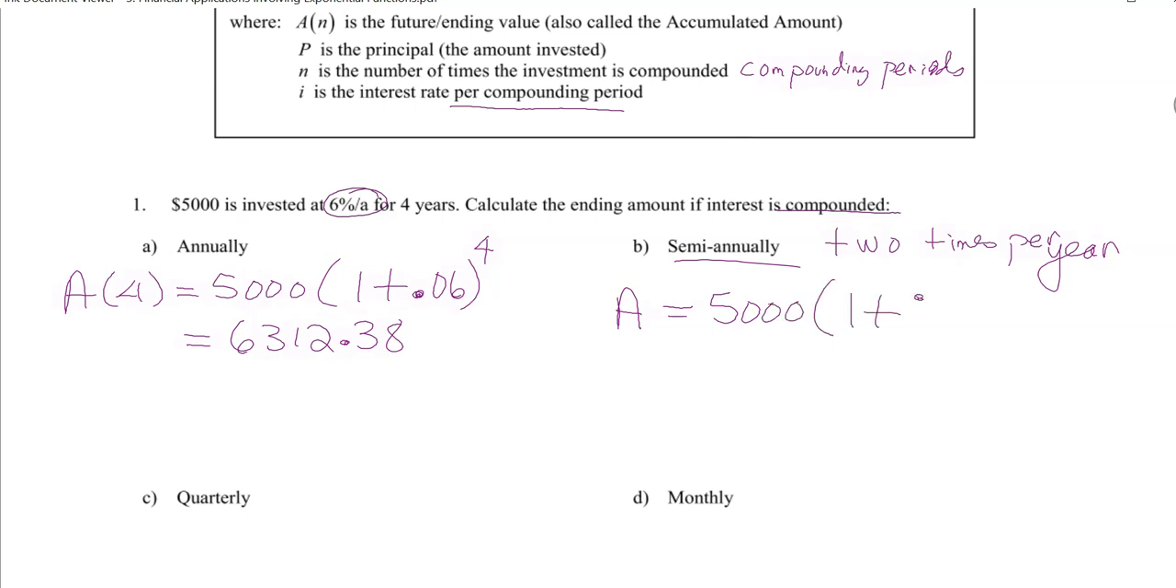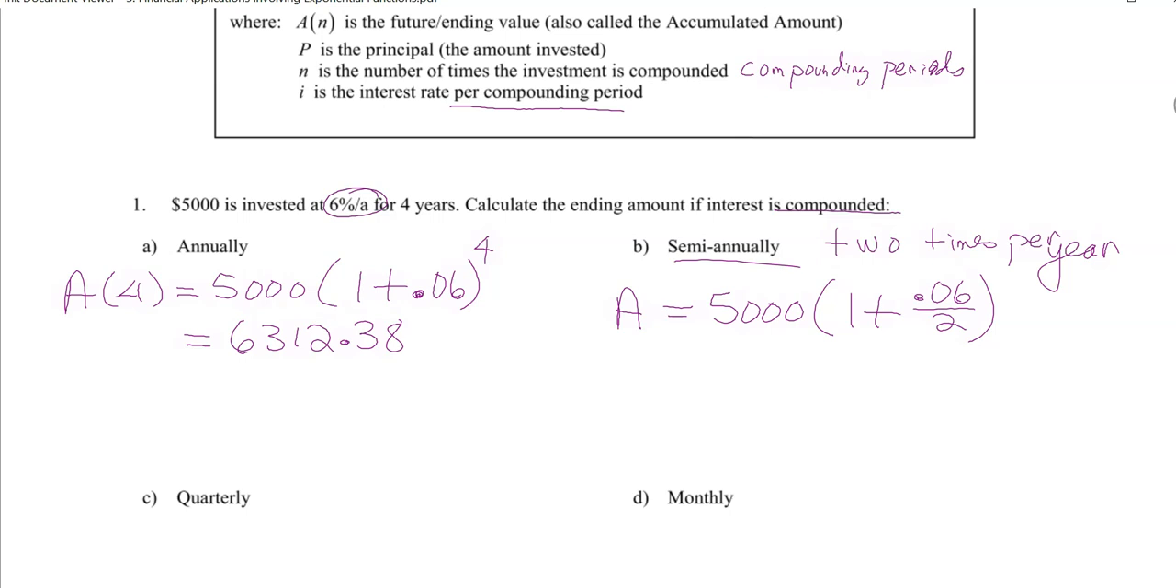1 plus 0.06. It's semi-annual, so we're going to divide the interest rate by 2, because we get paid twice a year. Semi-annual is every 6 months, so every 6 months we'll get 3% interest.